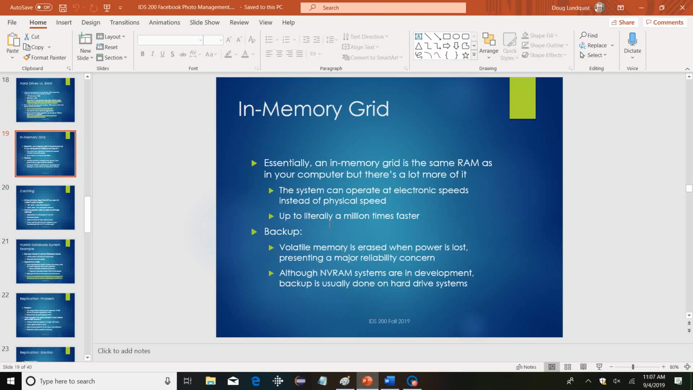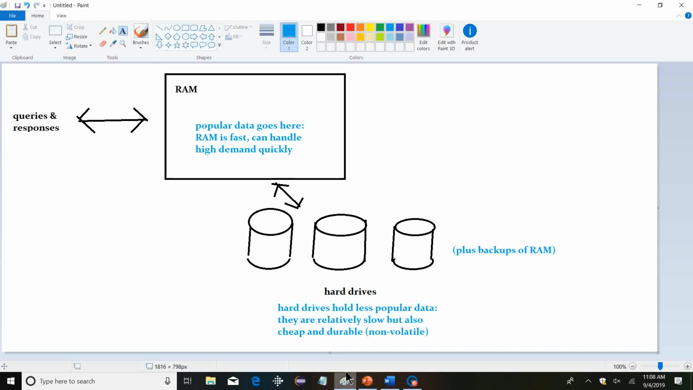The other thing: volatile memory gets lost when the power goes away. So if you stored all of your data in RAM, you could have some intern trip over an extension cord and boom, there goes the whole system. It would be horrible. With hard drives, basically somebody has to set the building on fire. So that's a lot trickier to pull off.